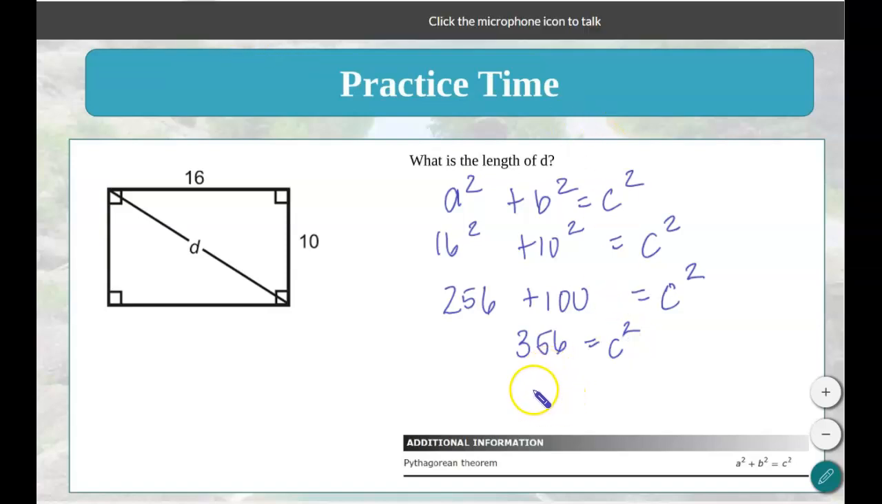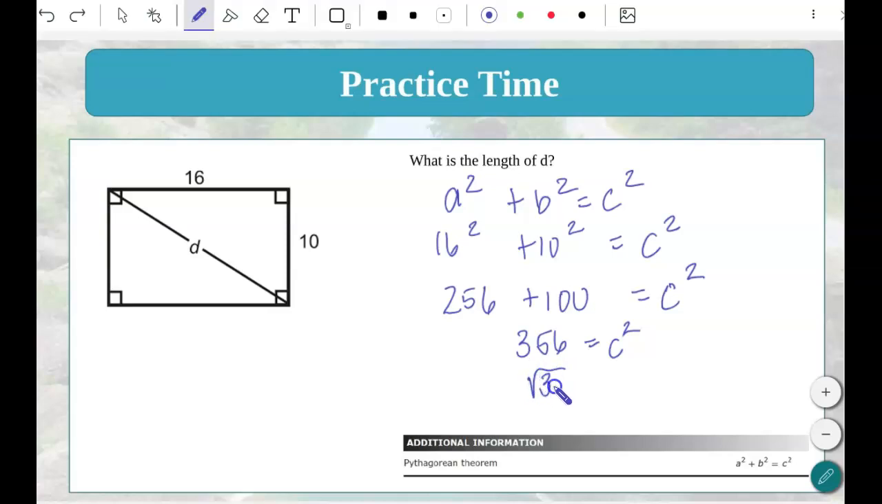And we want to find C, so you're going to do the square root of 356. Put that in your calculator. Remember, you're going to do second x squared 356, and it comes out to approximately 18.86. So usually if it's a multiple choice, you'll be able to figure that out, or it'll tell you to round it to the nearest tenth. We'll go ahead and round it. We'll do 18.9.